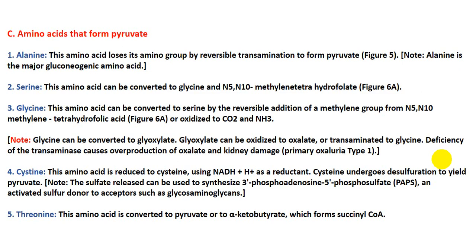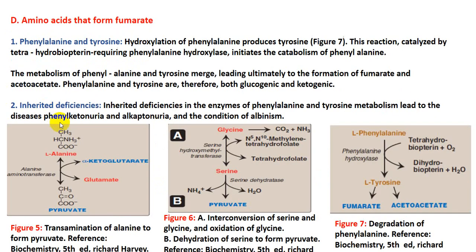Amino acids that form pyruvate. The amino acids that form pyruvate as the end product of catabolism are alanine, serine, glycine, cysteine, and threonine. Alanine will be converted to pyruvate in the presence of the enzyme alanine aminotransferase.